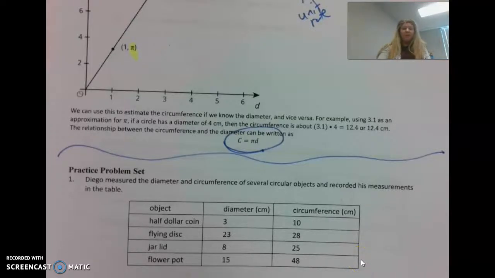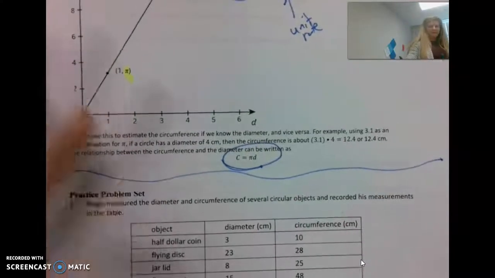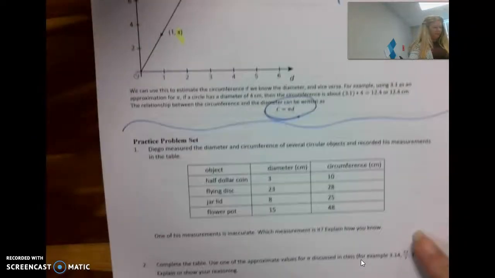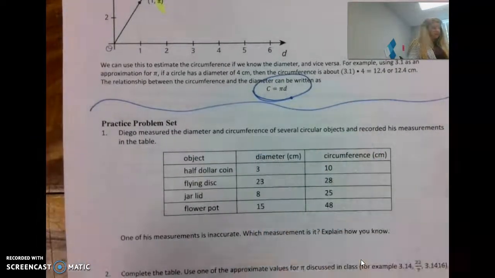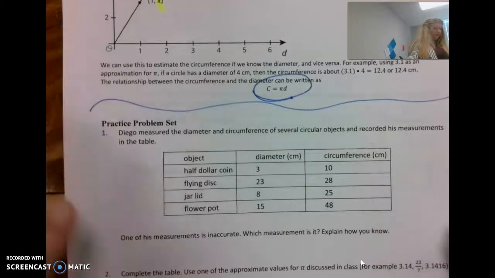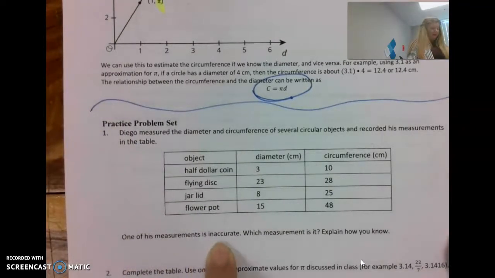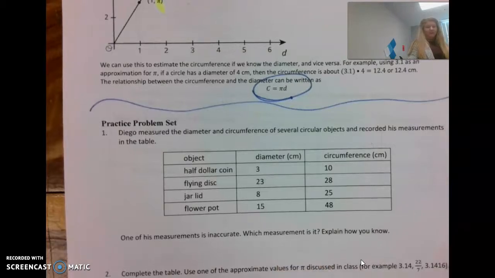All right, we are ready to look at our practice problems from this lesson about circumference and diameter. So here we go. This is Diego, and he measured the diameter and circumference of several circular objects. He recorded his measurements. One of his measurements is inaccurate. Which measurement is it? And explain how you know.